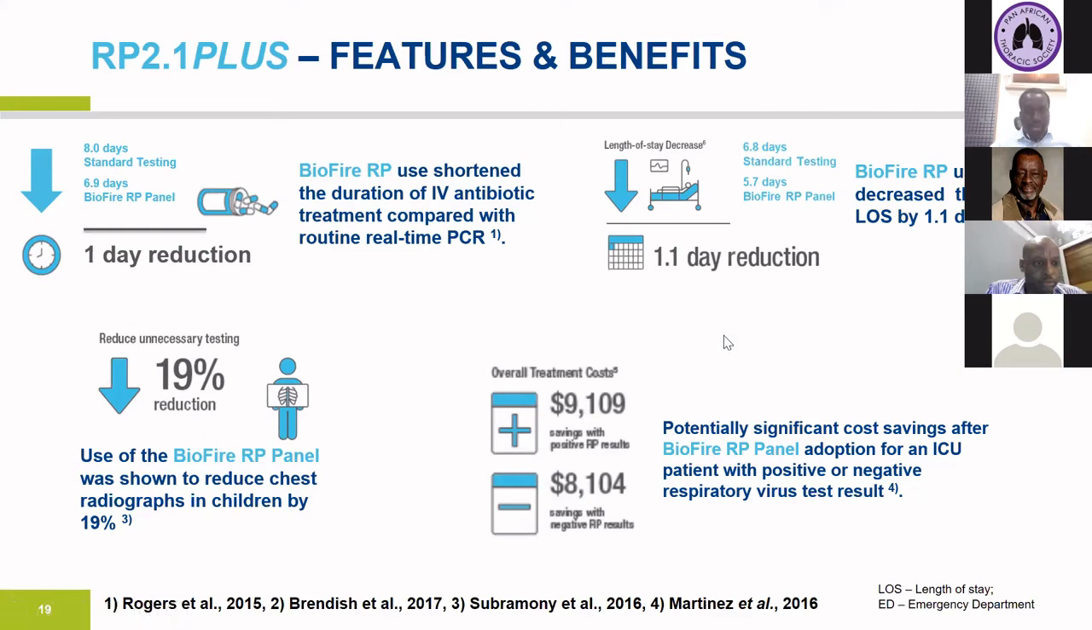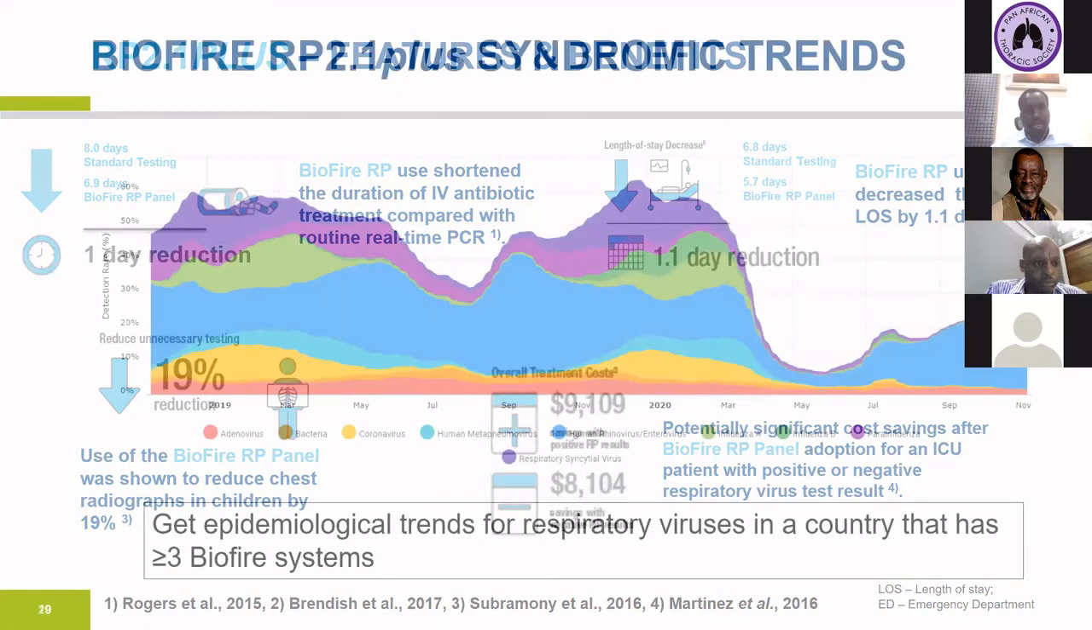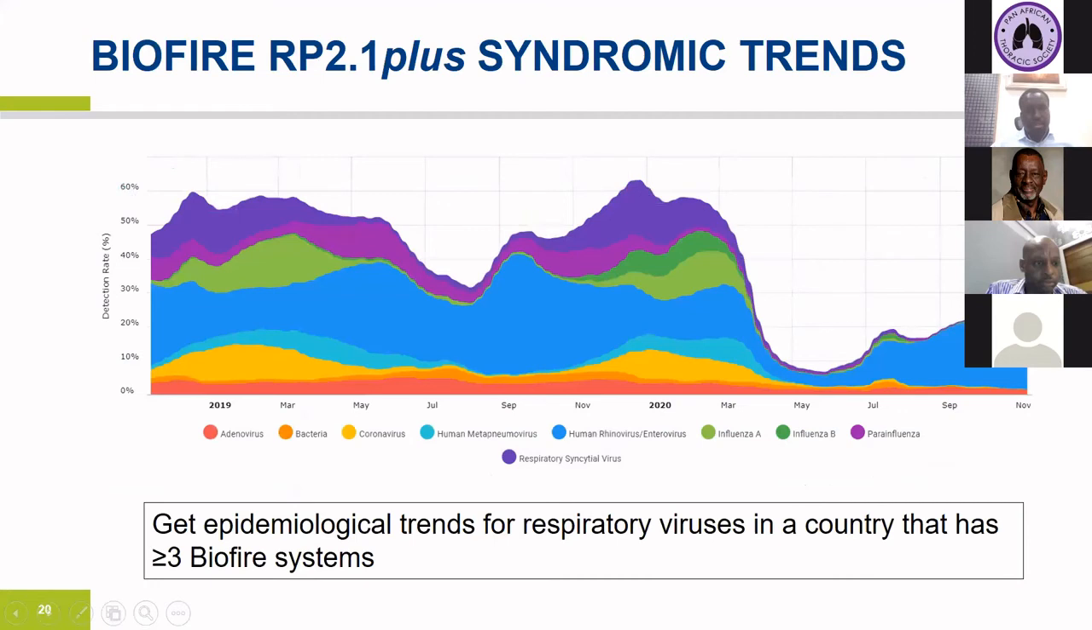And for the RP 2.1 plus, we also have this feature called the syndromic trends. And this works in a country that has at least 3 systems active. So this platform is able to be opened up for that country, so that all the facilities that have the system are able to see the kind of epidemiological trends for respiratory viruses in that country. So this is a snapshot from one of the trends, probably from another part of the world.